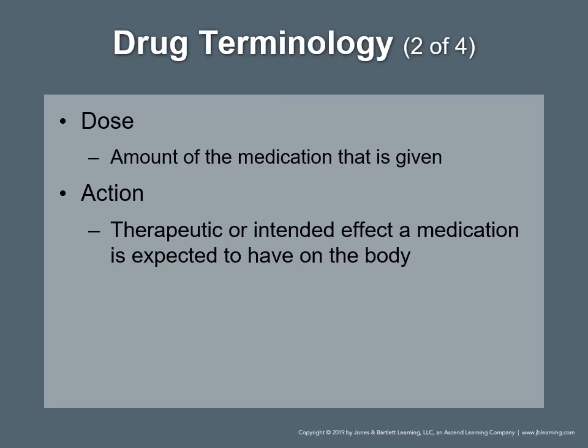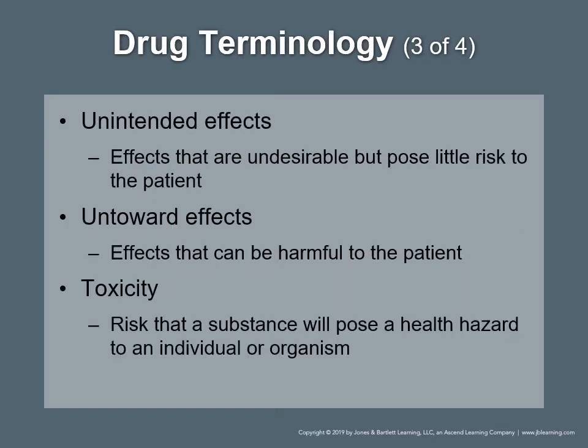The dose is the amount of the medication that is given, and this depends on the patient's size, the patient's age, and whether the patient is an adult or child. Also, the desired action of the medication. An action is a therapeutic effect or intended effect that a medication is expected to have on the body. Unintended effects are effects that are undesirable but pose little risk to the patient. Untoward effects are effects that can be harmful to a patient. Toxicity is a risk that a substance will pose a health hazard to an individual or organism.